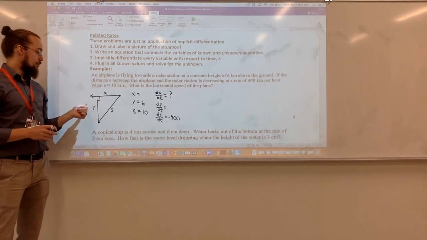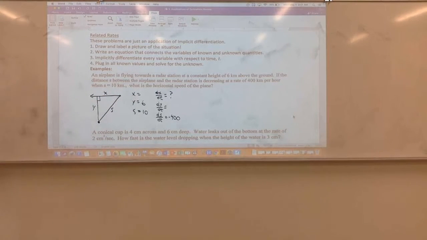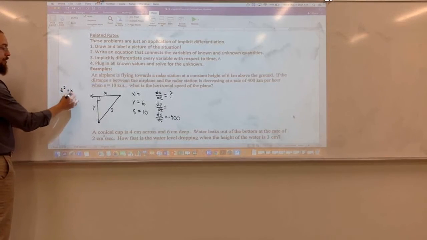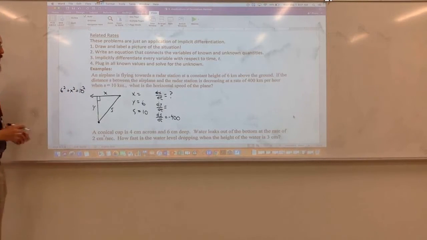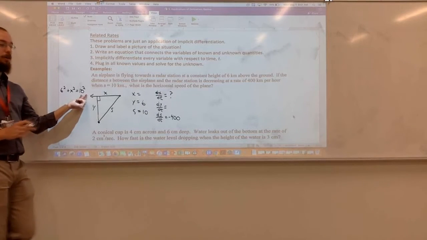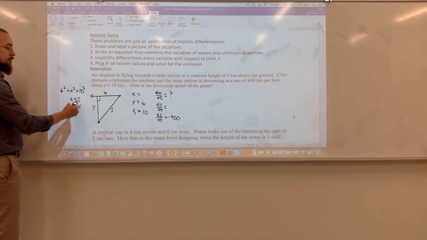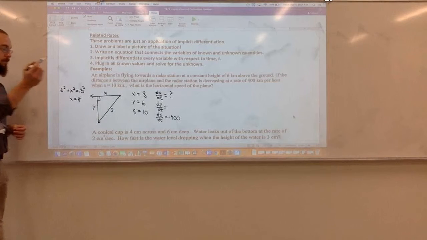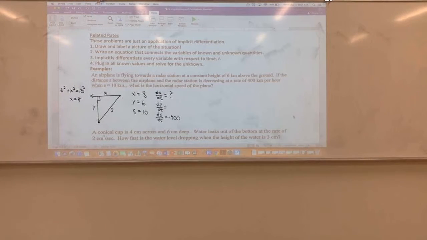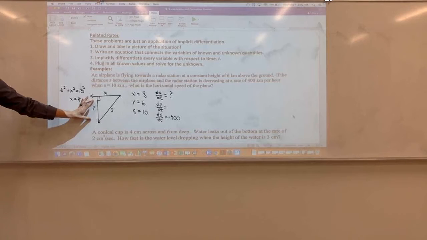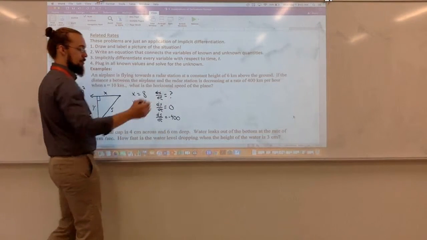So yeah, if I know 2 sides of a right triangle, I can use the Pythagorean theorem to solve for the third. So 6 squared plus x squared equals 10 squared. So 36, subtract that from 100, get x squared equals 64. So x equals 8. Okay, what about dy/dt? It's not changing, its height is remaining constant. So dy/dt is 0.